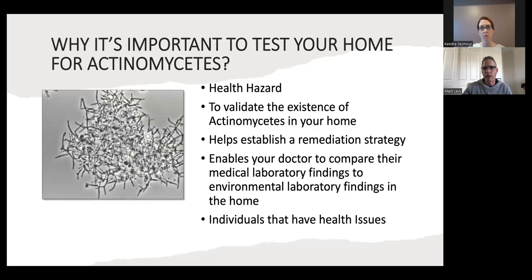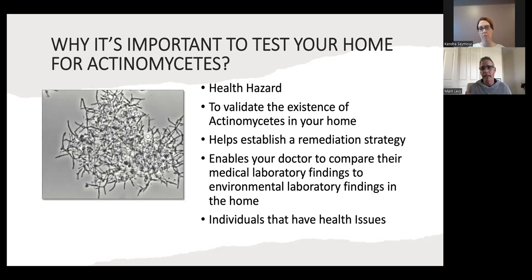So why is it important, again, to test for the actinomyces? As we talked about earlier, it's a health hazard. This is one that grows hand in hand with mold. So you really want to be able to see if there is the existence of these actinos within your home. It's definitely going to give you the ability to establish a remediation strategy.